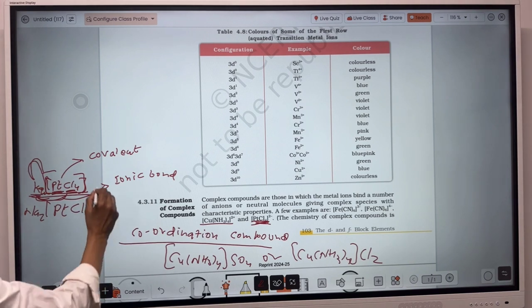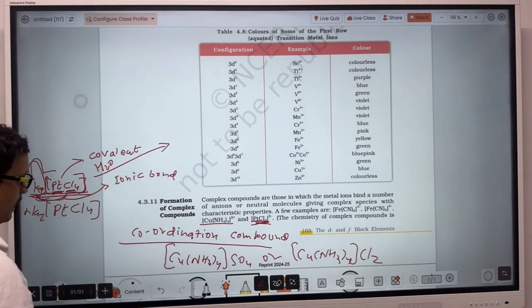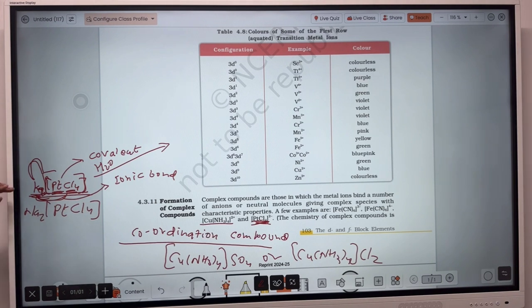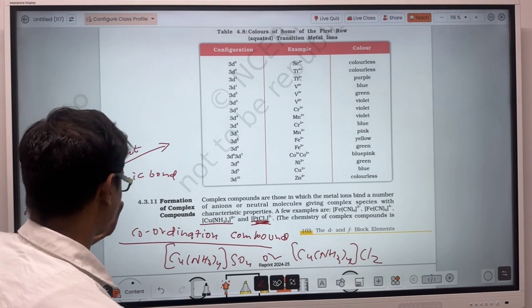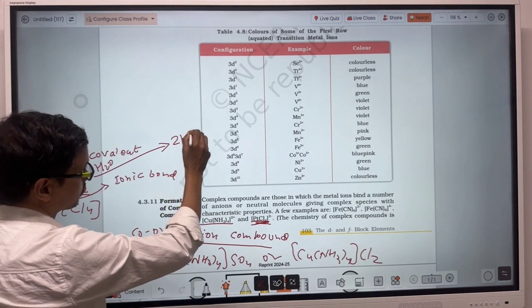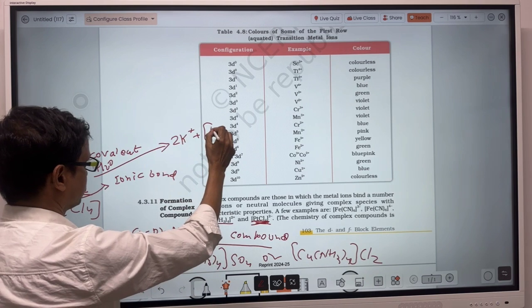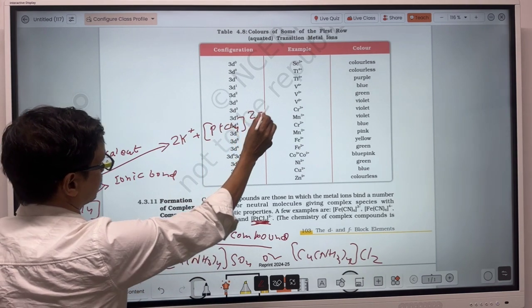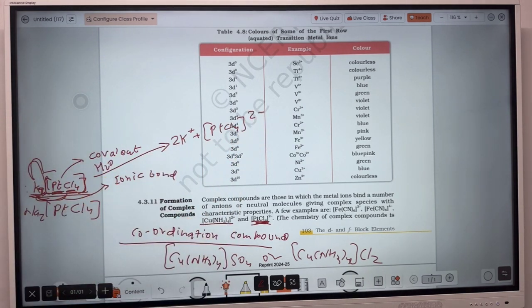When this compound gets dissolved in water, suppose you dissolve this compound in water, what happens? Potassium is bonded to this whole compound, so potassium will separate from this portion. There were 2 potassium, so 2 moles of K plus, and in the remaining portion, 2 negative charge will appear. So the bonding between the potassium, that means the cation, and the whole of this one, which is called the coordination sphere, is ionic, and the bonding between platinum and the chloride ion is covalent.